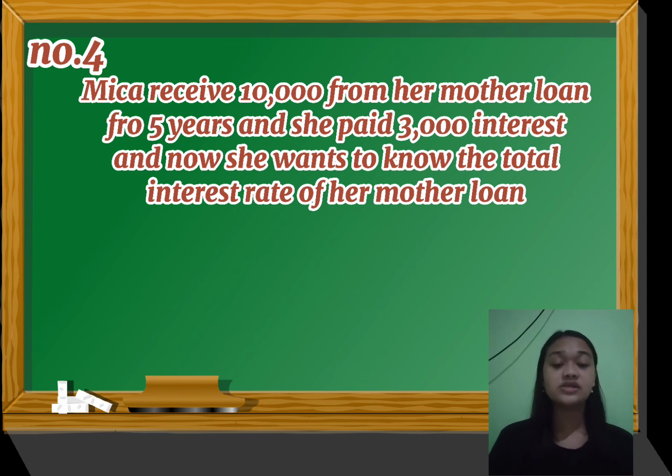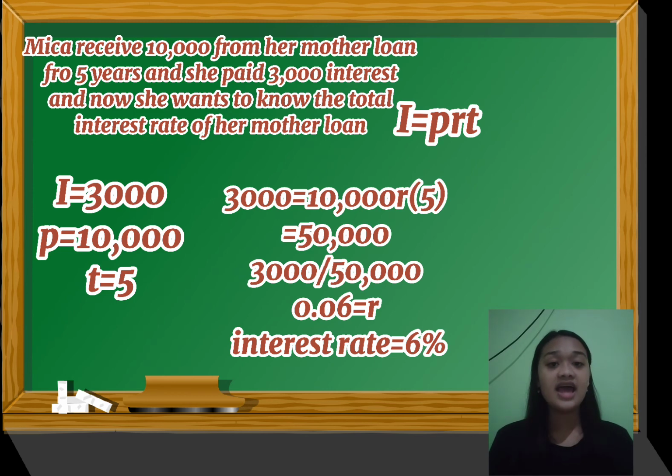Nika received 10,000 pesos from her mother as a loan for 5 years and she paid 3,000 interest, and now she wants to know the interest rate of her mother's loan. So let's arrange the information using the formula I is equal to PRT. I is equal to 3,000, P is equal to 10,000, T is equal to 5. So 3,000 equals 10,000 R times 5. So 10,000 times 5 is equal to 50,000. So 3,000 divided by 50,000, the answer is 0.06 R. So we need to change the decimal to percent because we are looking for the interest rate. So the interest rate is 6%.